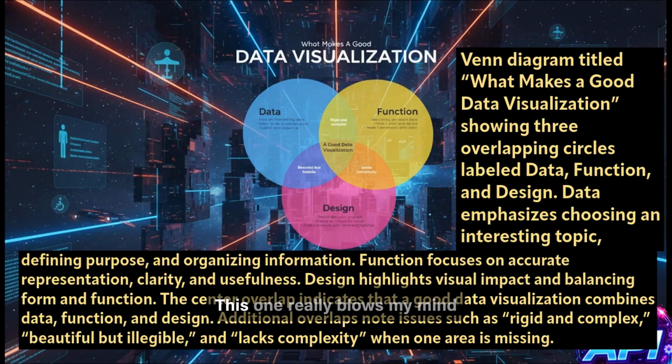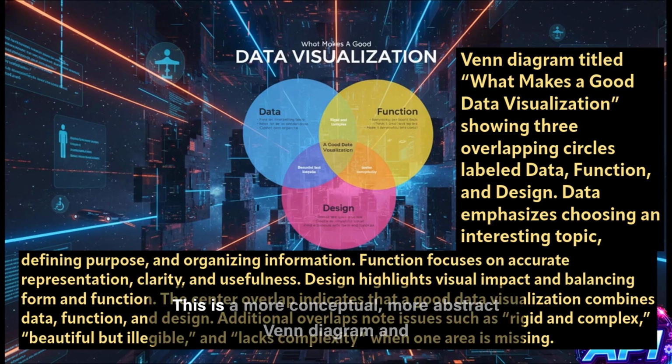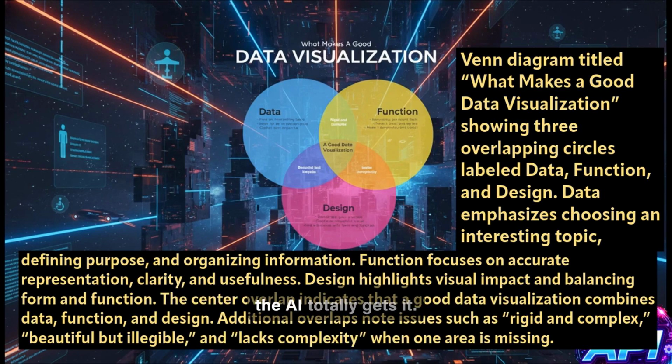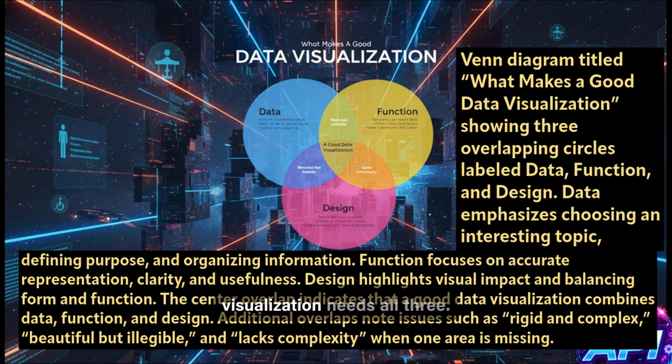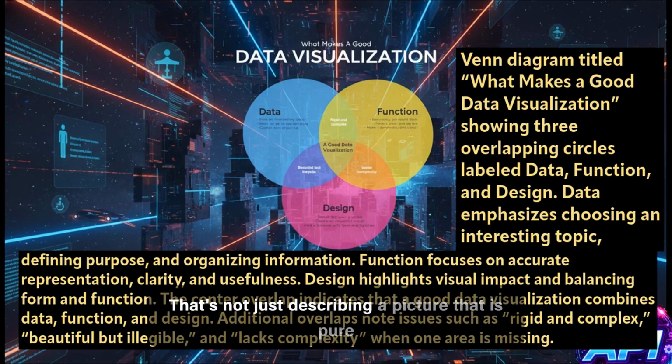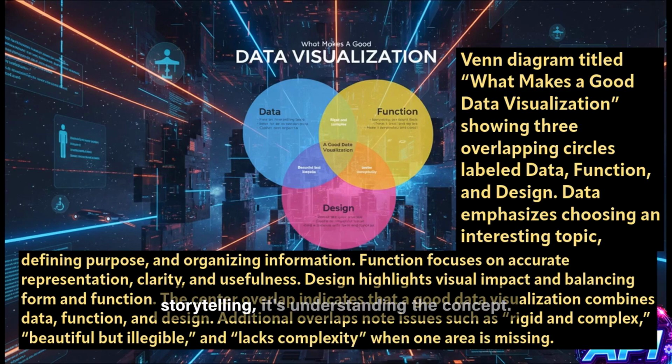And this one really blows my mind, because it's not just a simple bar chart. This is a more conceptual, more abstract Venn diagram. And the AI totally gets it. It doesn't just say 3 circles. It identifies the labels, data, function, and design. But then it does something amazing. It understands what the overlap means. It explains that the center part shows how a good data visualization needs all 3. That's not just describing a picture. That is pure storytelling. It's understanding the concept.